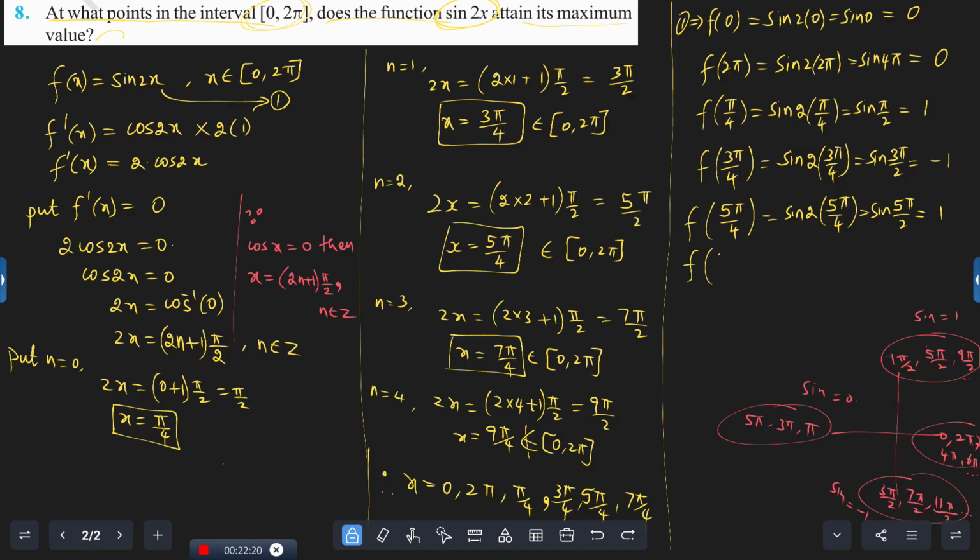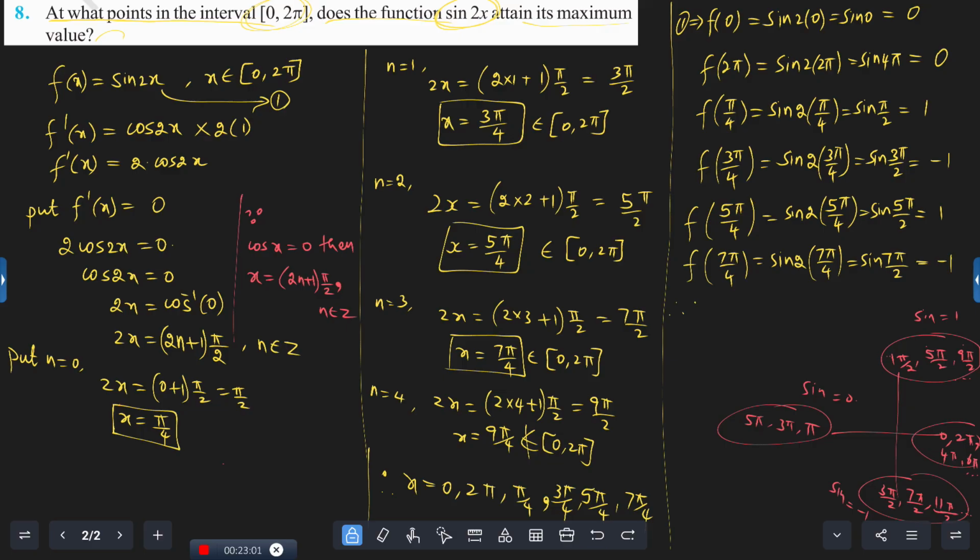Now 7 pi by 4: sine 2 into 7 pi by 4. When you cancel 2 and 4, I'm getting 7 pi by 2, which is here, that means minus 1. All the values we have done. Here, the big value is 1 and the small value is minus 1. Therefore, they asked where you get the maximum value. The maximum value I am getting at pi by 4 and 5 pi by 4. These two places I am getting the maximum value.